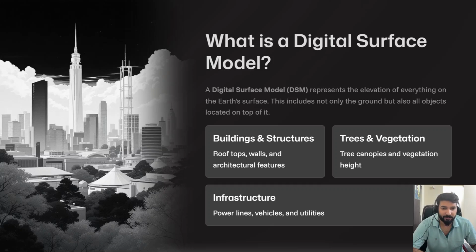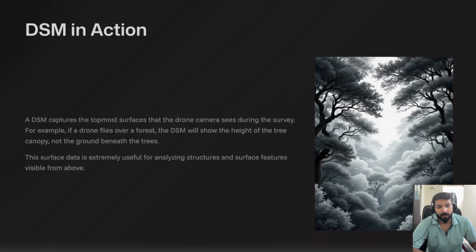What is a digital surface model? A digital surface model or DSM represents the elevation of everything on the Earth's surface. This includes not only the ground but also objects located on top of the ground, such as buildings, trees, power lines, vehicles, infrastructure. In other words, a DSM captures the topmost surfaces that the drone camera sees during the survey. For example, if a drone flies over a forest, the DSM will show the height of the tree canopy, not the ground beneath the trees.